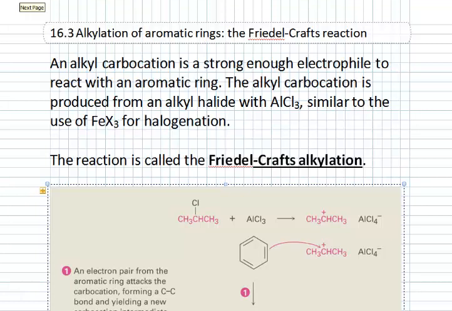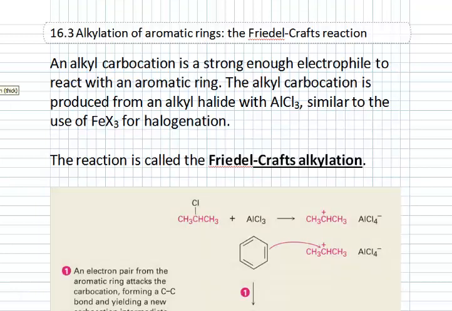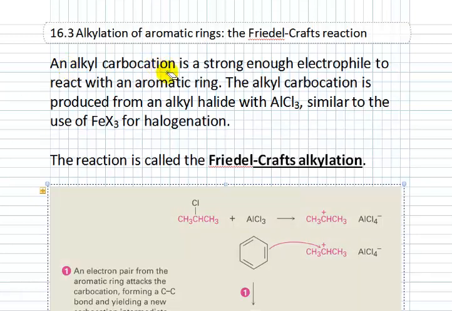We saw very quickly how to add halogens to the ring. We added a nitro group, we added a sulfonic acid group, that SO3H. What if we want to add an alkyl group? If I have a way to easily form an alkyl carbocation, it turns out that is a strong enough electrophile to react with an aromatic ring.